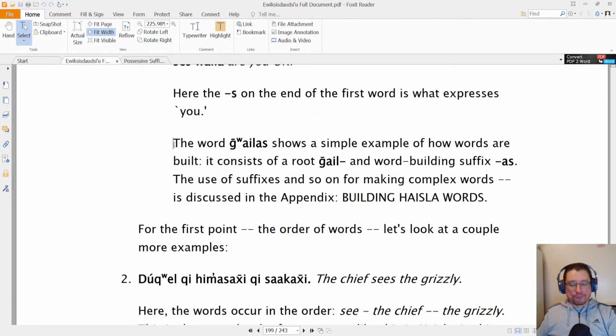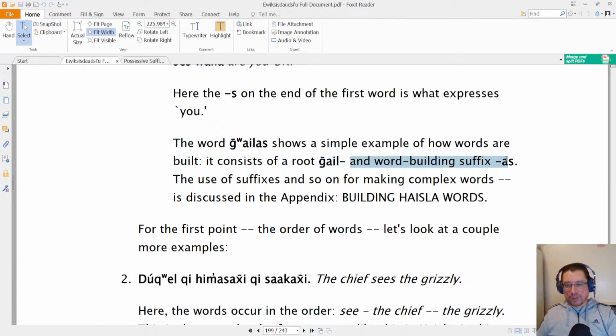And then he goes on further to explain the word guelas shows a simple example of how words are built. So it consists of the root guel. Again, he's missing that little raised W. This says gale, but it should say guel. So G, small raised W, A-I-L. And when you see a word that ends with a dash here, that means it's not complete. It's a root word.